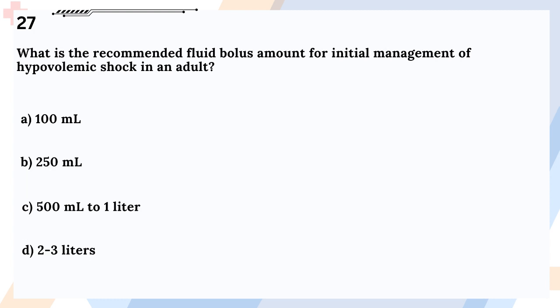Question 27. What is the recommended fluid bolus amount for initial management of hypovolemic shock in an adult? A. 100 milliliters. B. 250 milliliters. C. 500 milliliters to 1 liter. D. 2 to 3 liters.